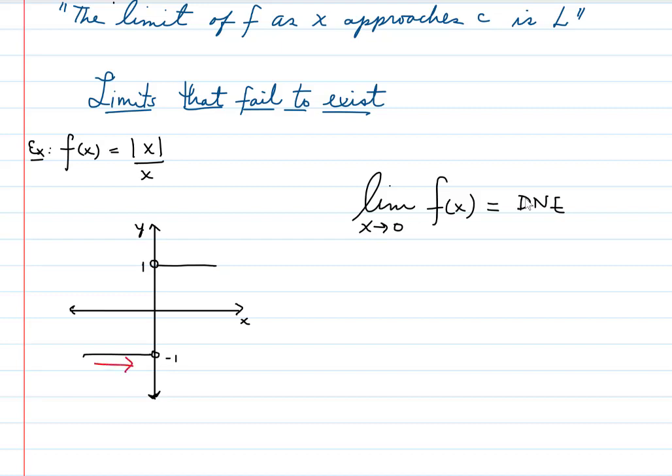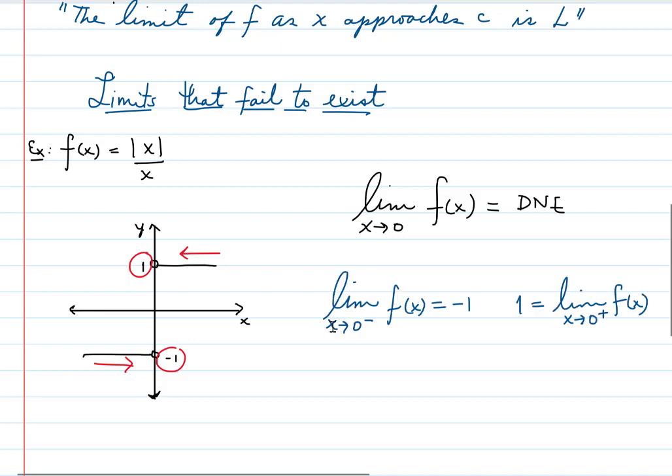So from the left, it's going to -1, and from the right, it's going to 1. No matter how close you get from each side, you're never going to get there; there's nothing defined at 0. So this is our first example where we don't really care about ever getting there, but you're not approaching the same number from both sides.